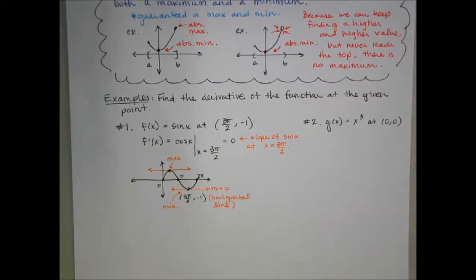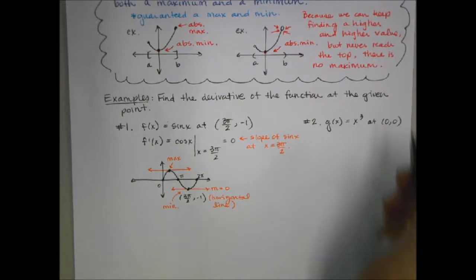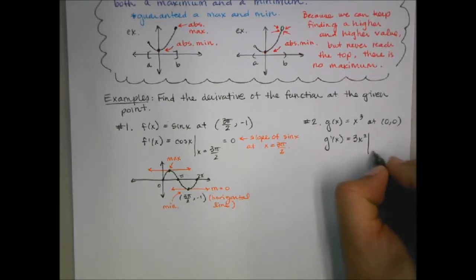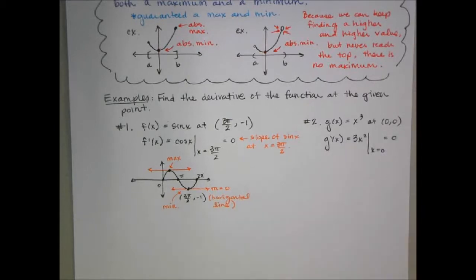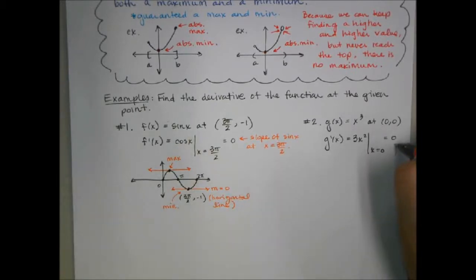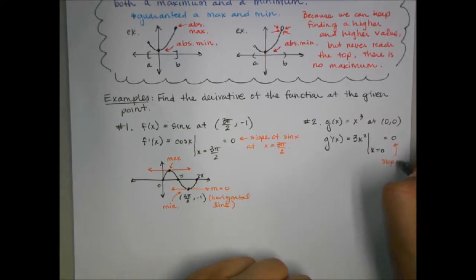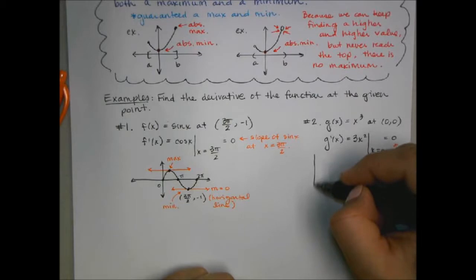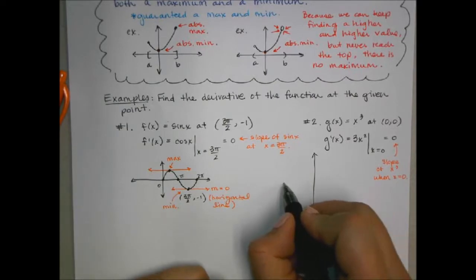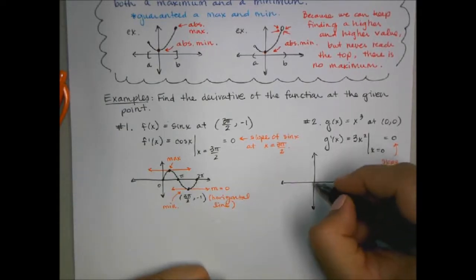The same thing, find the derivative of x cubed at the point 0, 0. The derivative of x cubed is 3x squared. Evaluated when x is 0, we get 0 again. So this is now the slope of x cubed when x is 0. So a little picture to see what's happening here. When it was sine, that slope of 0 was occurring at a maximum or a minimum. Well, x cubed is a little different.